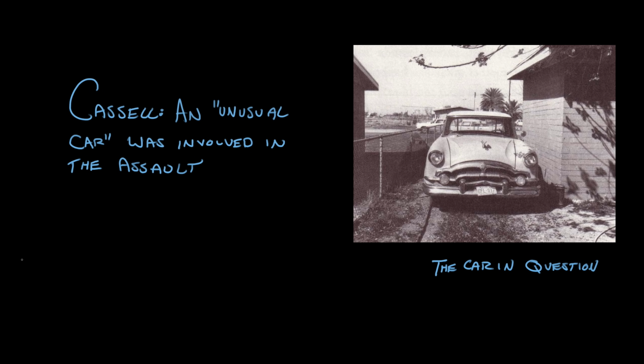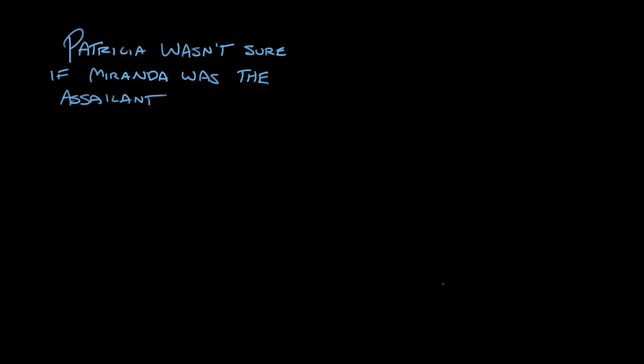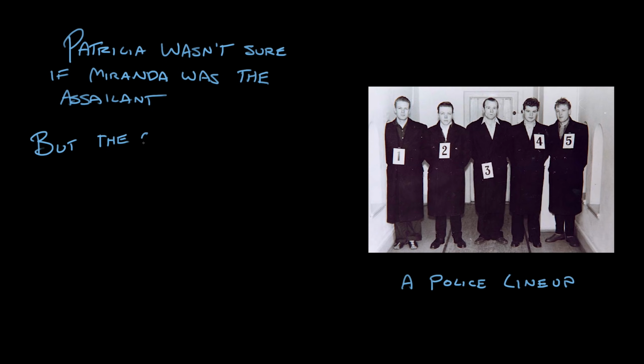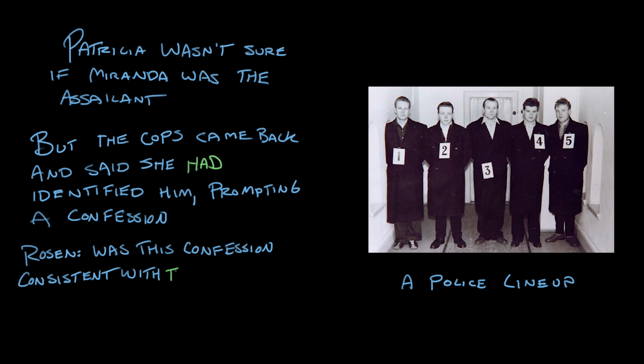But then the police pulled a ploy. They had the victim come and look at Miranda along with a couple of other people in a lineup, a group of similarly appearing people. And the victim thought that maybe Miranda was the person who'd committed the crime, but she wasn't sure. So the police went back to Miranda and said, well, she's identified you. And Miranda at that point said, well, I guess I better tell you what happened then. And he made a confession to the rape as well as to some other crimes. The question was whether this confession was consistent with the Fifth Amendment.